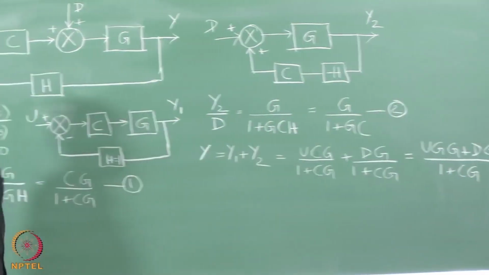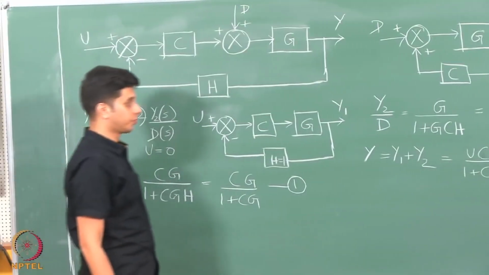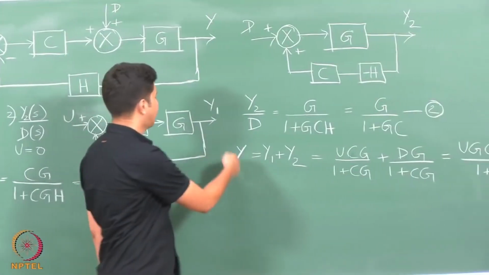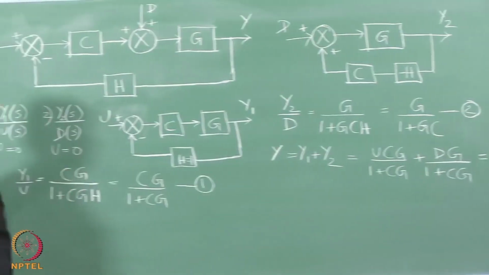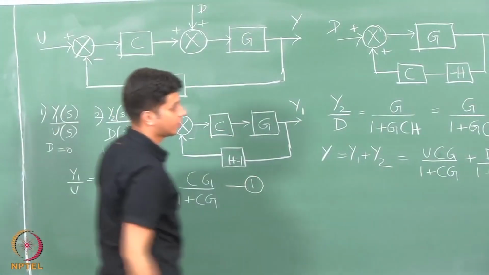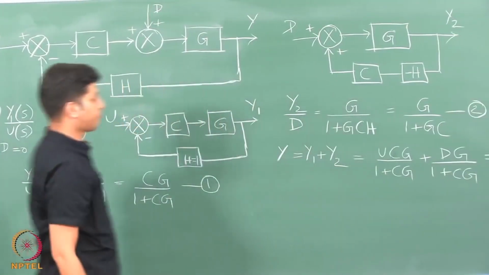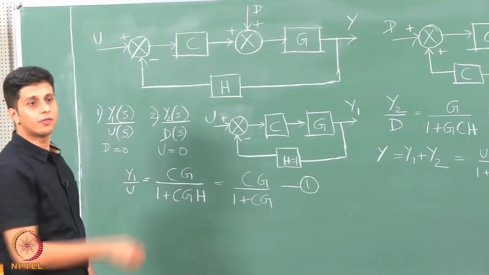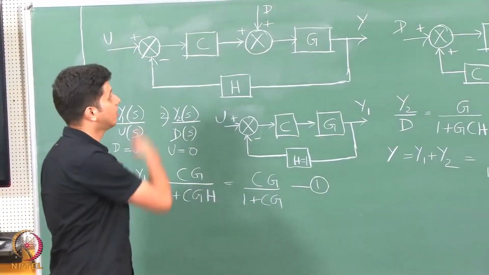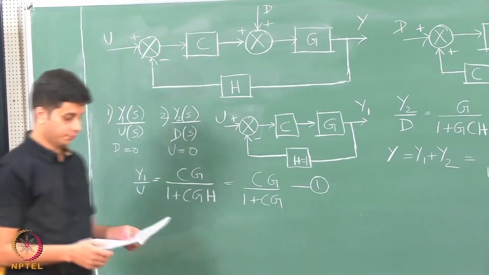So, that is the overall response of the system. Now, if we do the same thing normally, if you take the complete system and try to find the overall response, that is what you will be getting. So, this is a kind of verification of the superposition principle using this block diagram.